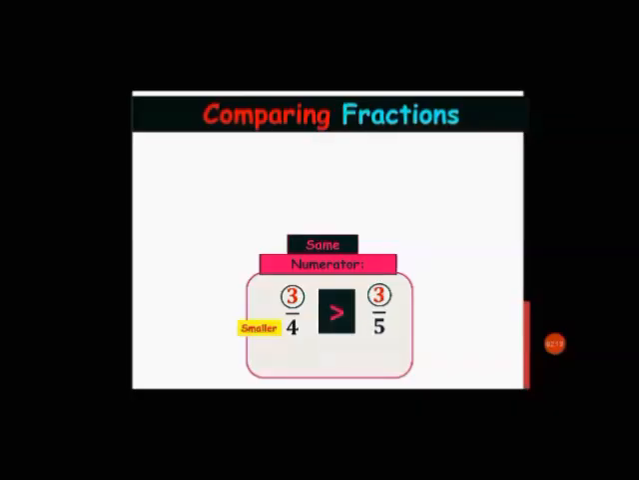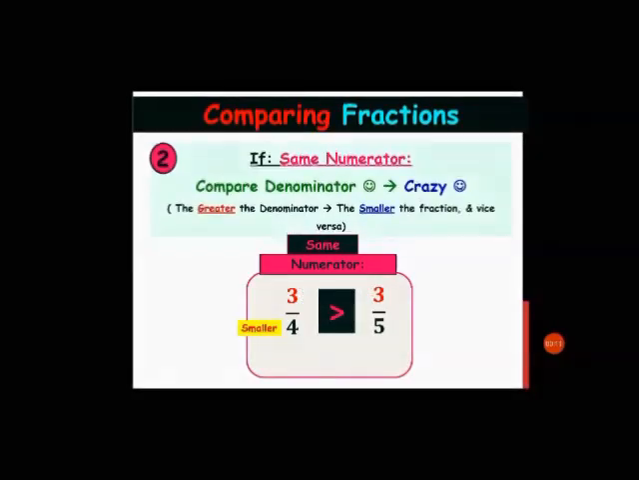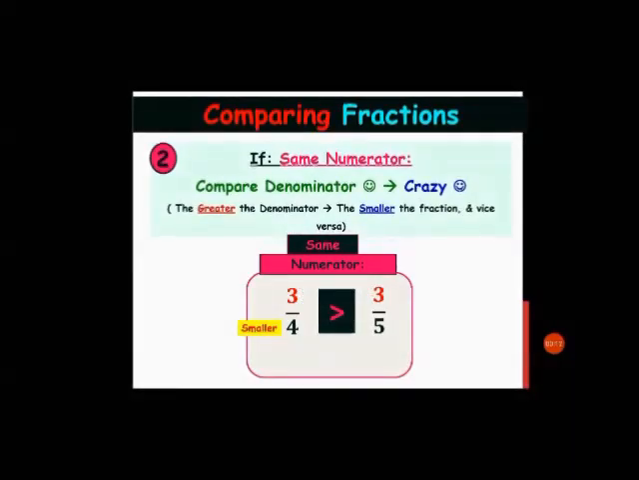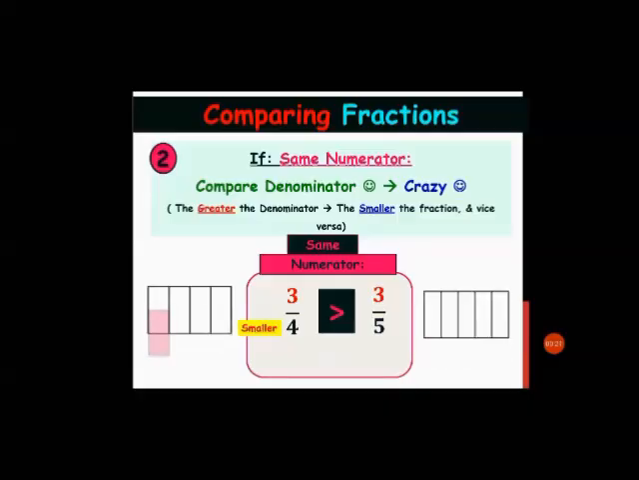Why? Because the denominator 4 is less than the denominator 5, so the fraction that carries the smaller denominator will be greater. So if we have the same numerators, we compare the denominators. And this is the case of the crazy fraction, in which the greater the denominator, the smaller the fraction, and vice versa. The smaller the denominator, the greater the fraction. And also, if we want to see this in terms of shapes, we would notice easily that 3 over 4 really is greater than 3 over 5.